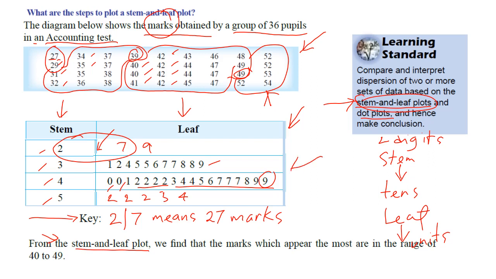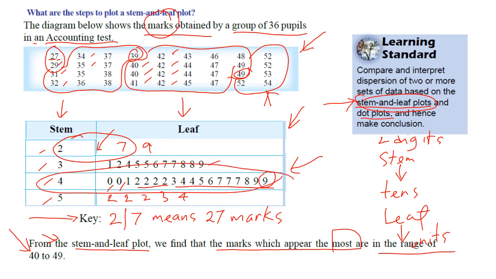Here we find that the marks which appear the most are in the range of 40 to 49. Of course, this one, 40 to 49. That's how you interpret. Okay, next.